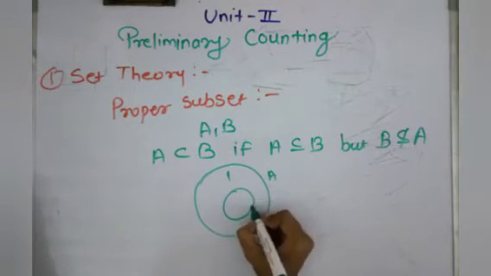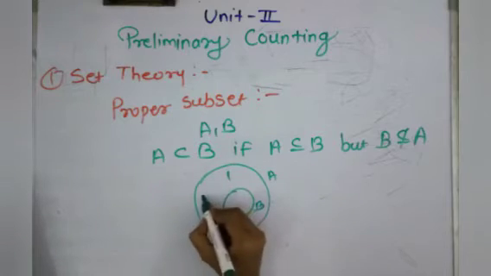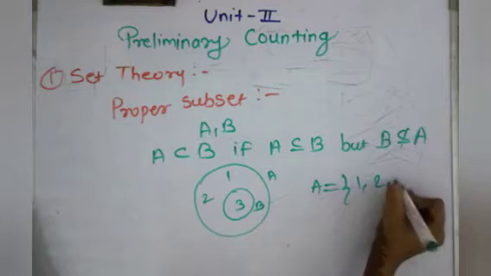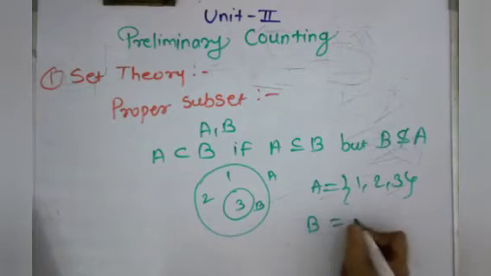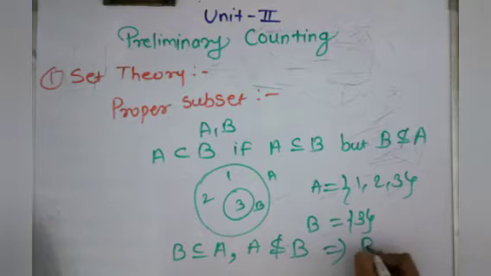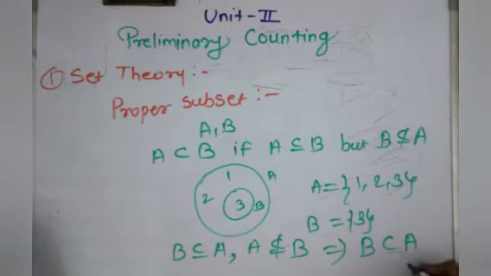Now this is our A and this is our B. A has three elements, 1, 2, 3, and B has only one element, which is 3. So B is a singleton set. Now we can say that B is a subset of A, but A is not a subset of B. Then B is a proper subset of A. Okay.